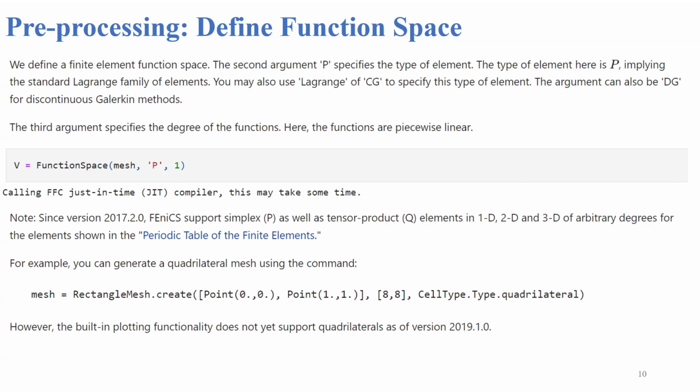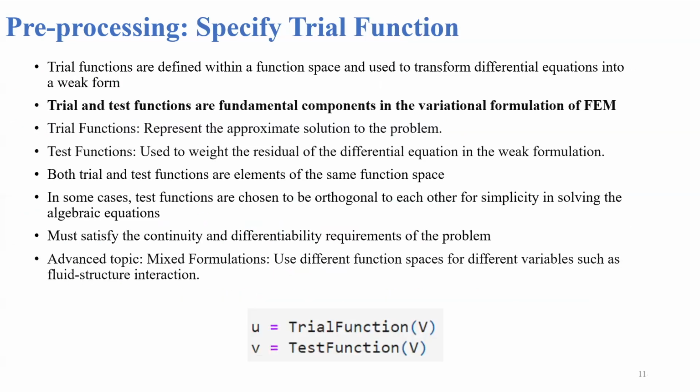The argument can also be discontinuous Galerkin for discontinuous Galerkin methods. And the third argument specifies the degree of the function. Here the functions are piecewise linear, hence 1. And there could be a rectangle mesh and so on, and a quadrilateral mesh in 2D, 3D, and so on.